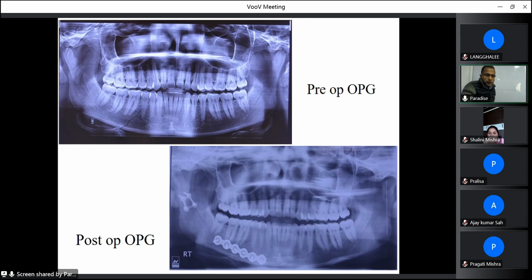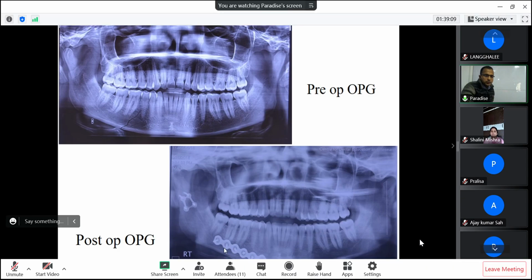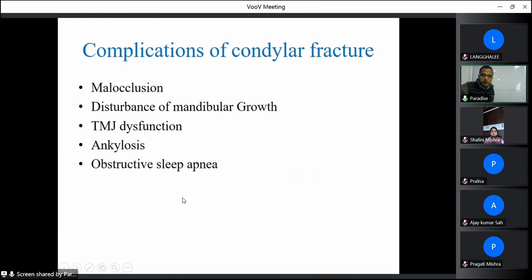Okay, this is the preoperative radiograph. In the postoperative radiograph, you can see again there are two fractures. Whenever there are two fractures, we have to treat one fracture with rigid fixation. We have plates: a reconstruction plate at the lower border of the mandible, and a trapezoidal plate was used to fix the right subcondylar fracture.